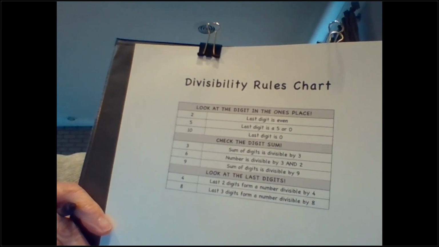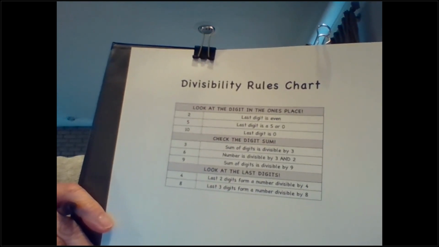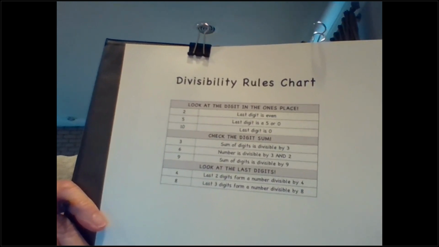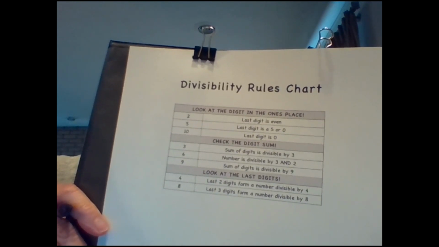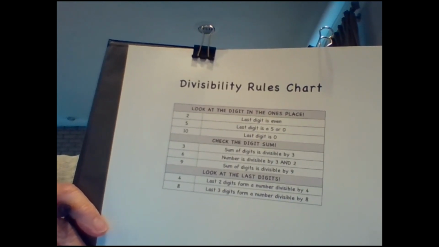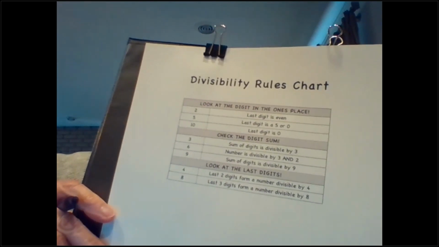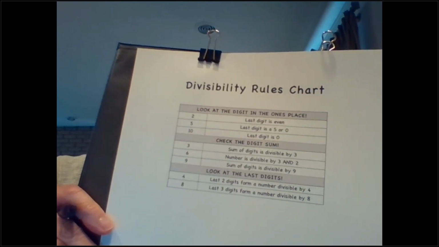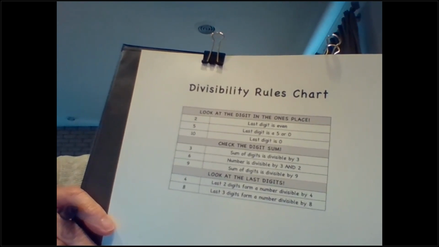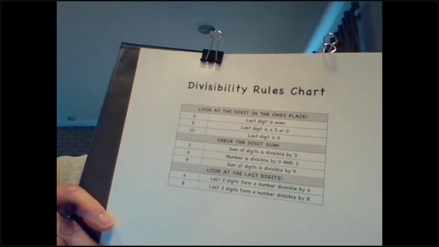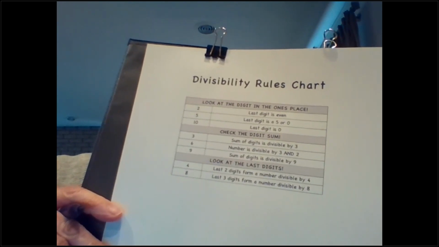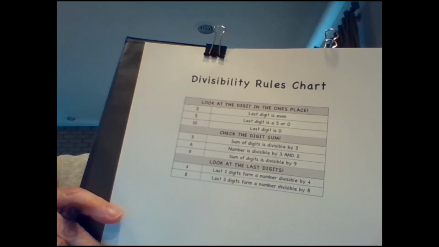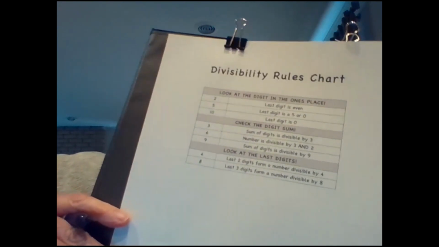It says the sum of the digits is divisible by 3. So if you add up the digits of a number, and that sum, that total, is divisible by 3, then that whole number is divisible by 3. Same thing for 6: if the number is divisible by both 2 and 3, then that number can be divided by 6. Sum of digits is divisible by 9. Again, if it adds up and that answer is divisible by 9, then you can divide that number by 9.